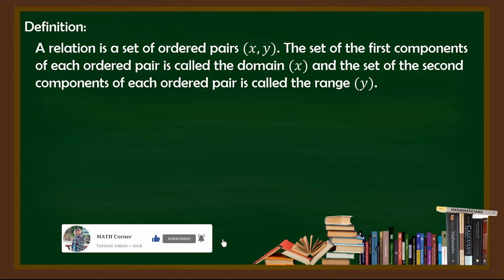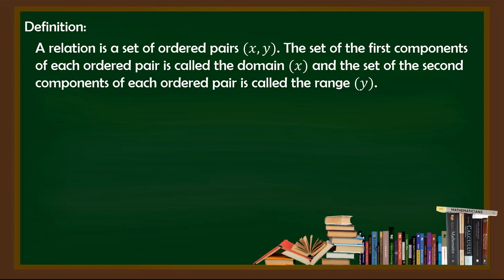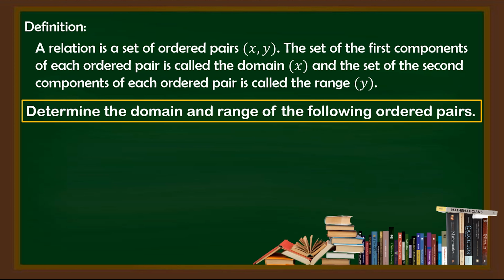Let us learn first the different terms and vocabularies about the topic. Let's take a look at this definition. A relation is a set of ordered pairs (x, y). The set of first components of each ordered pair is called the domain, and the set of second components of each ordered pair is called the range. According to the definition, the ordered pair (x, y) can be distinguished as x for the domain and y for the range. Now, let us try to determine the domain and the range of the following ordered pairs.